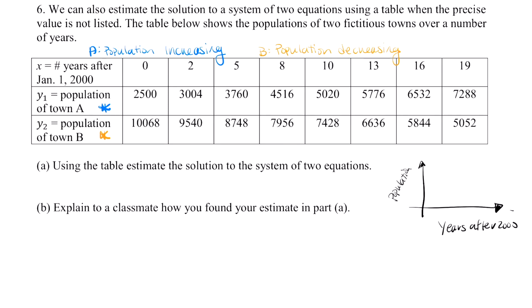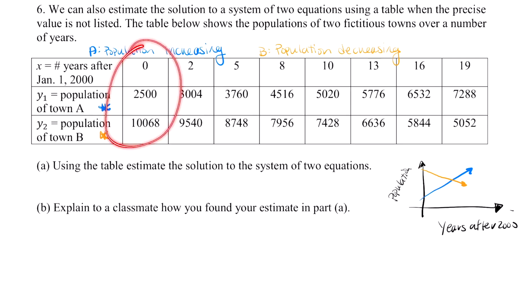So what we know about population A, we can represent here in this little mini sketch I'm creating. So for population A, its population is increasing. So it starts off somewhere here and it just goes up. And for population B, it's decreasing. So it starts off pretty high and ends up there. And now these are just rough sketches. It's not meant to be exact. It's just meant to give me an idea of what's happening.